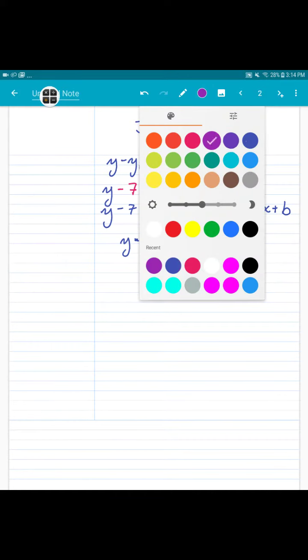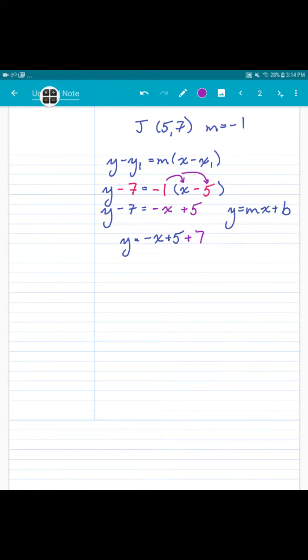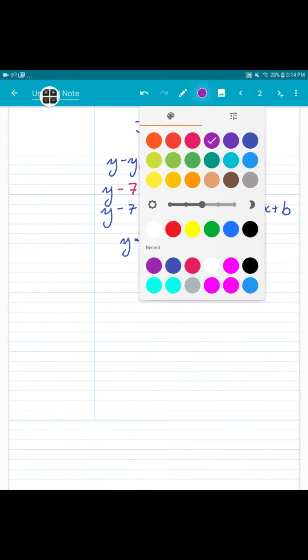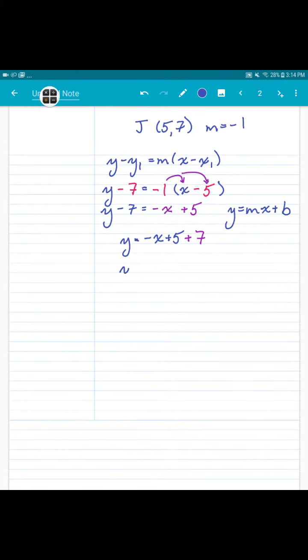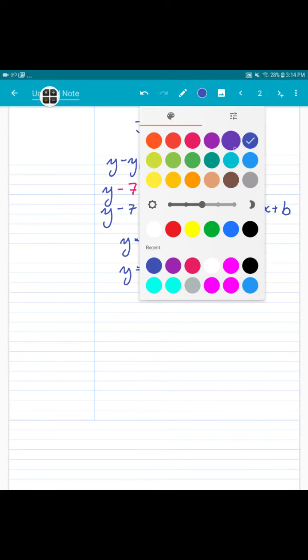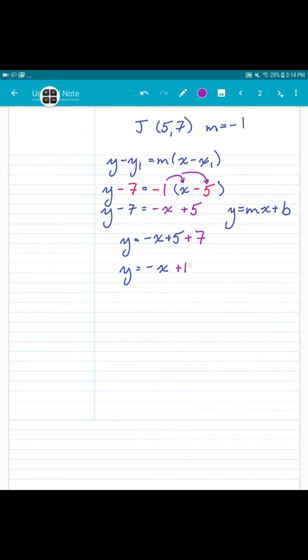And then we'll use purple again because we're just cleaning things up. We'll add 7 to both sides. And in the end, we get y equals minus x plus 12. And there you go. There's the equation of the line. Like I said, the earlier form is also the equation of the line. This is just a nicer way of writing that.